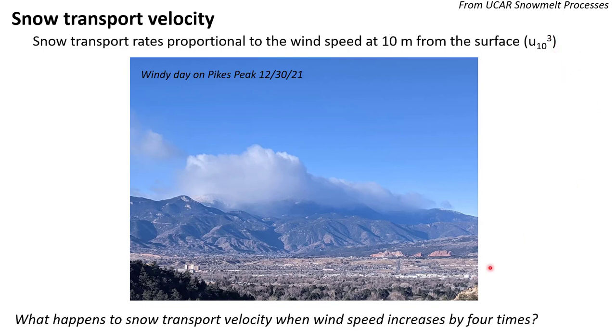So what happens to the snow transport rate when the wind speed increases by a factor of 4, if the snow transport rate is proportional to the cube of the wind velocity at 10 meters from the surface? Well, if U increases by a factor of 4, 4 cubed is 64. So what that means in practical terms is that the snow transport rate will increase by a factor of 64 times when the wind speed increases only by a factor of 4. So this is a really significant relationship between snow transport rate and the wind velocity at 10 meters.